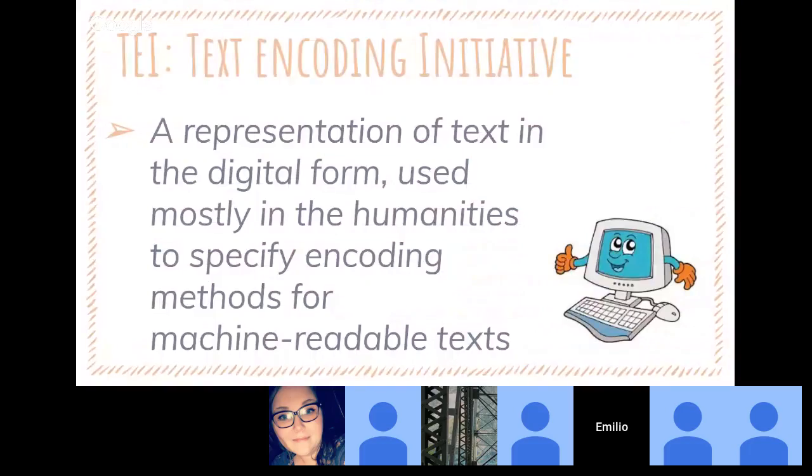So TEI stands for Text Encoding Initiative. This is the definition we took from online and tried to alter a little bit to make it easier for us to explain. It's a very complicated explanation for something that appears more simple than it is. It's a representation of text in digital form used mostly in the humanities to explicitly encode methods for machine readable text. So basically what this does is it takes words and is able to add more information.